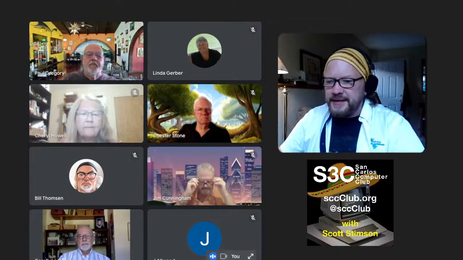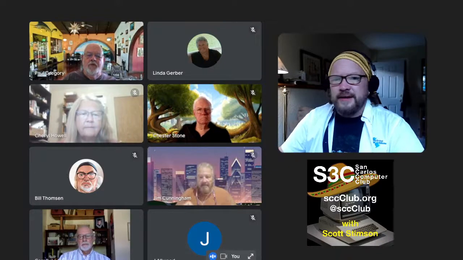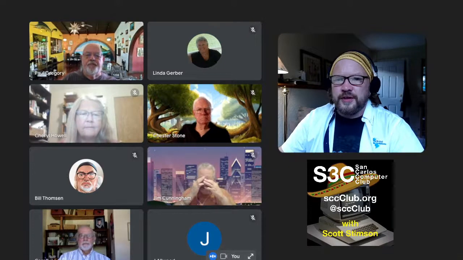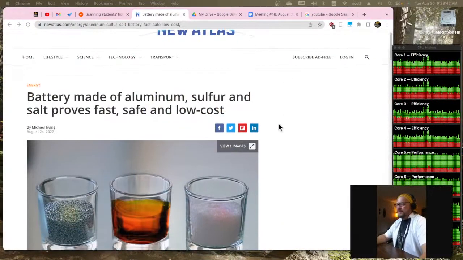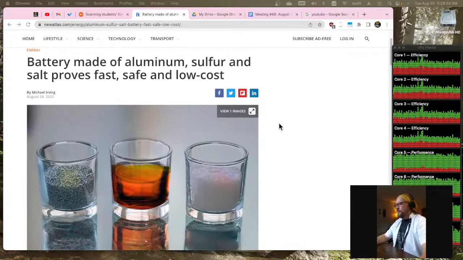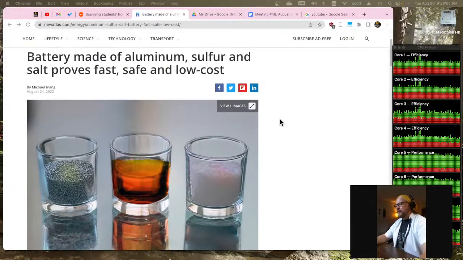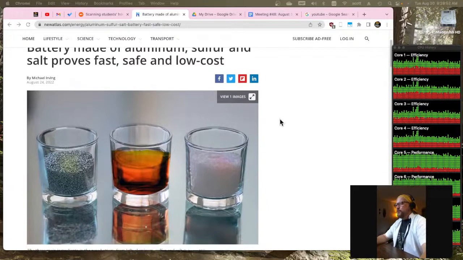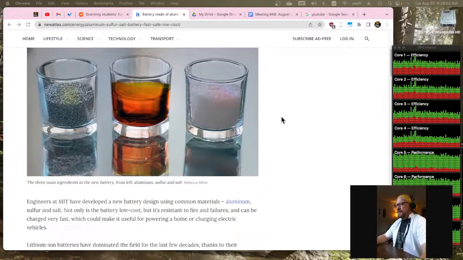This is from MIT. Batteries made of aluminum, sulfur, and salt. Safe and low cost. Those are pretty common components. That was the point of the project, was to design a new battery that could be made low cost with resources that are readily available, mostly because of how scarce lithium is, and how much is involved in dealing with lithium.